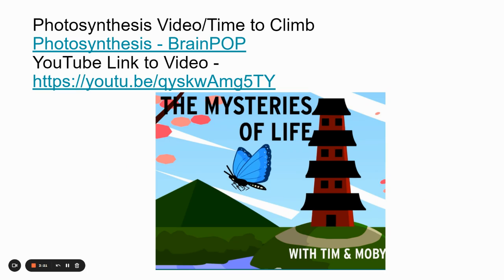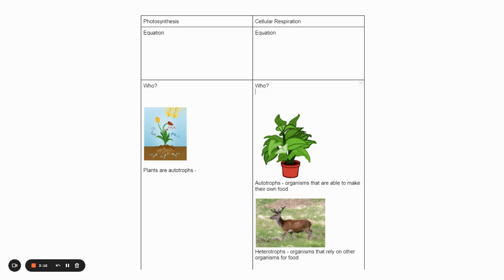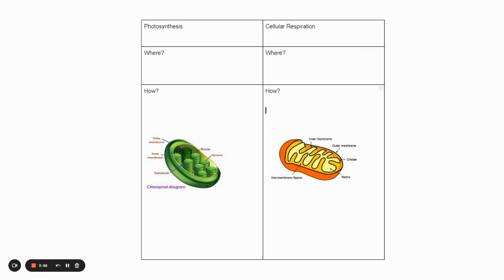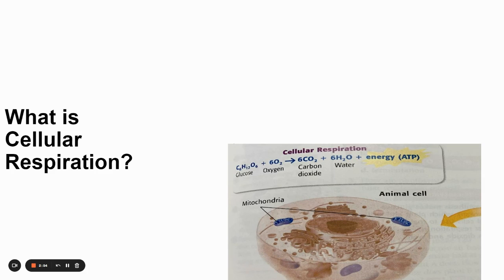Next, we went on to watch a video on BrainPOP. I love BrainPOP. This video was about photosynthesis. After we watched the video, we filled in our graphic organizer. They had to write the equation for photosynthesis. They had to tell who or what performs the process. We also talked about autotrophs. They had to tell me where the process takes place and how. And for the how, they could use words and they could also include pictures.